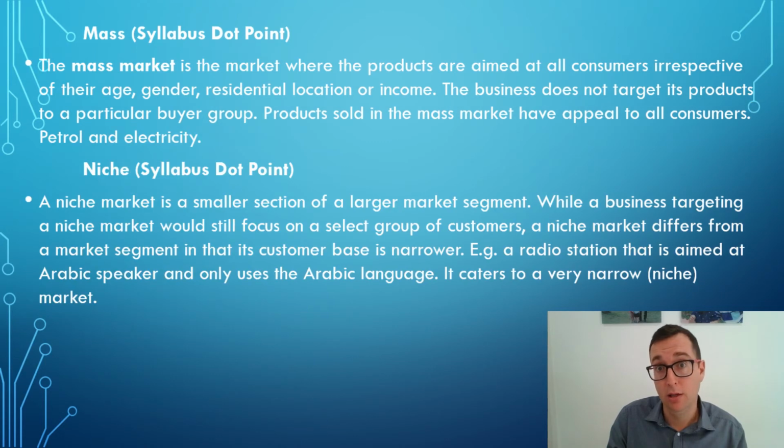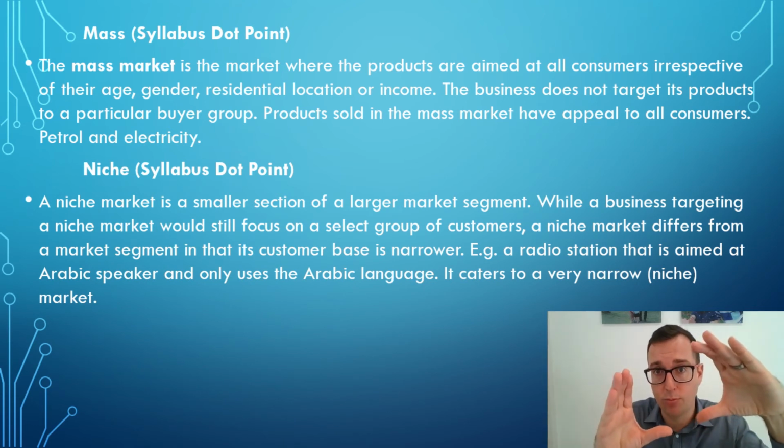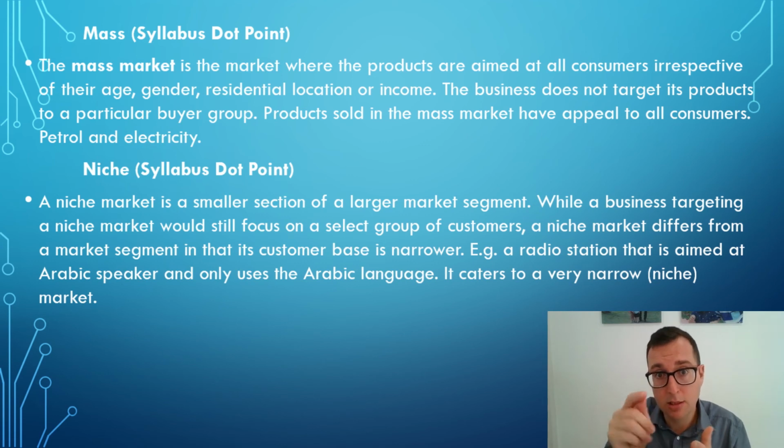Now, a niche market is a very thin sliver, a very small market segment. A niche market is a small section of the total mass market, a very thin market segment. A business targeting a niche market would still focus on a select group of customers. A niche market differs from other market segments because it's very thin. Look, for radio, the mass market would be radio stations. So Arabic or Vietnamese speaking radio stations would be a good example of a niche market because it's not sold en masse, or it's not a large market segment. It's a very small market in Australia that we would be selling to.